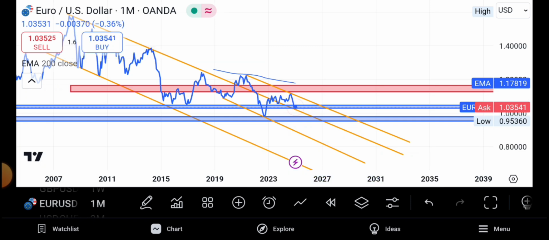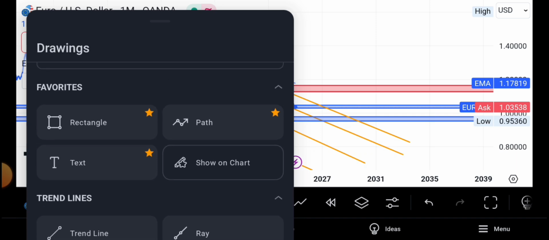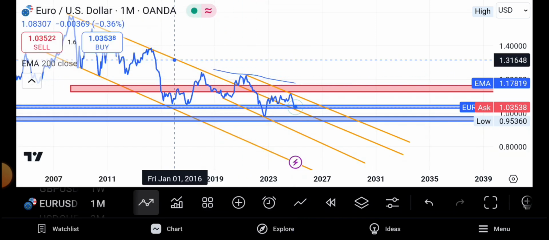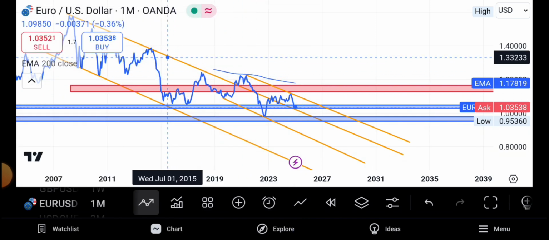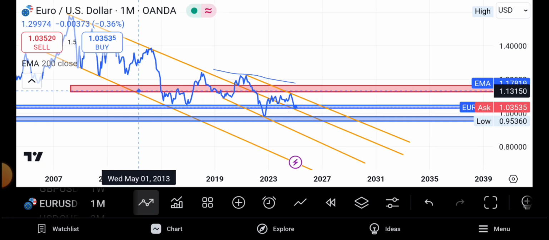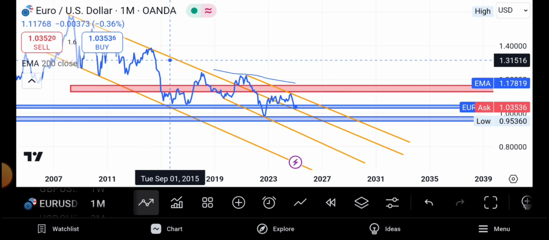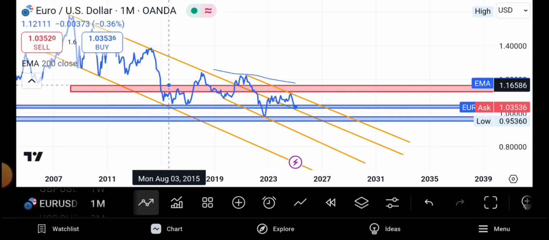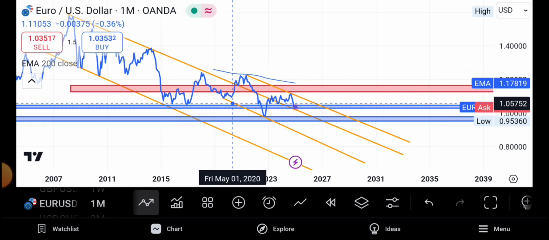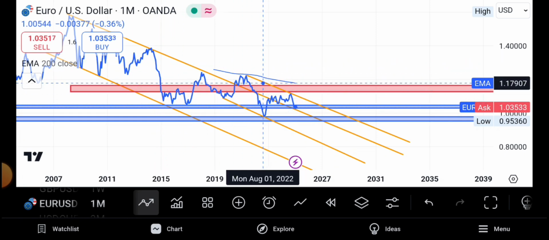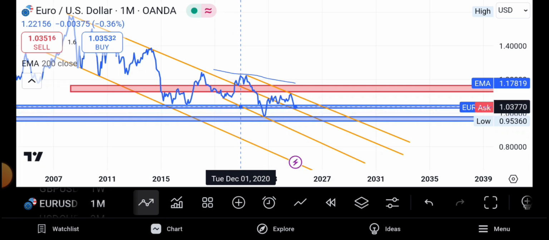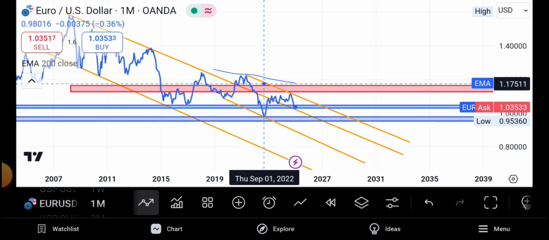What do I mean? This channel is a major channel. These two, they are the major channel. Why? Because they have held this price action for 3 months. Are we together? So this channel is very important. And then in the monthly, we have another channel, the upward trend line and the downward trend line. So we have two channels: this one and the monthly channel. Are we together?